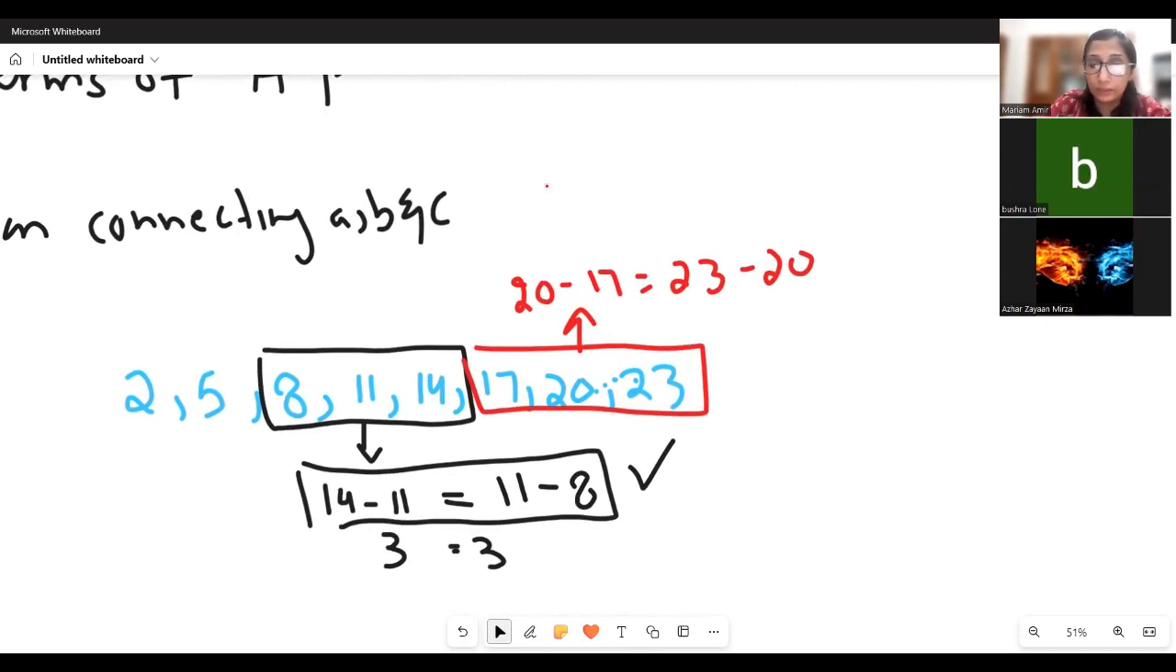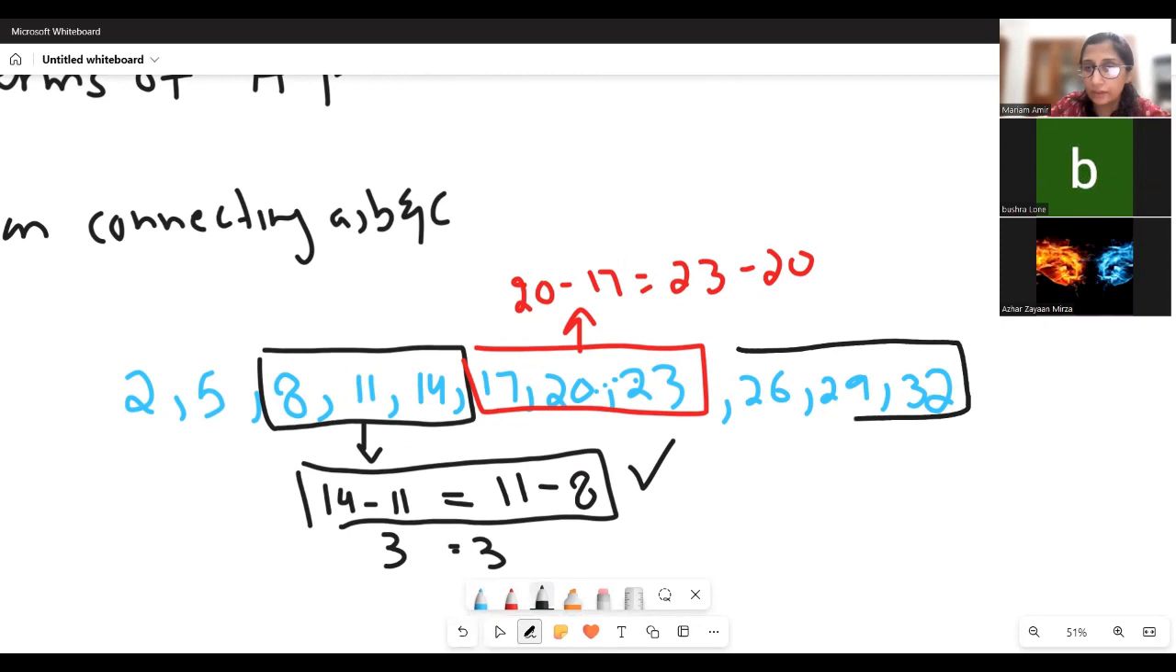Okay, I'm going to write another 3 terms, and Azhar, I expect you to give me the answer this time. So 26. Yes. These are 3 consecutive terms. Can you write these as an equation? Can you write them as an equation? 32 minus 26. Okay, equals 6.